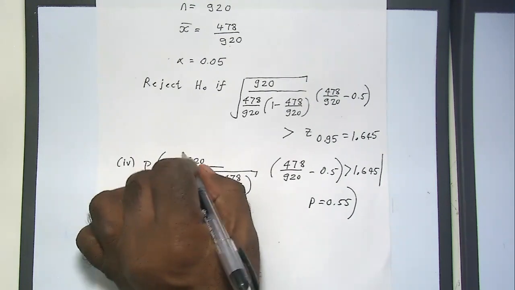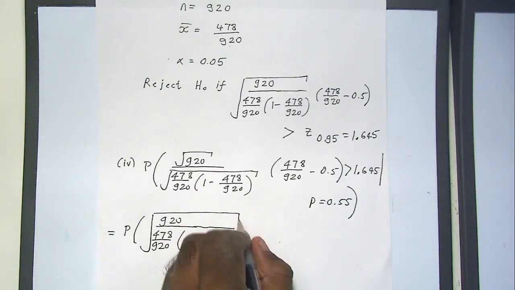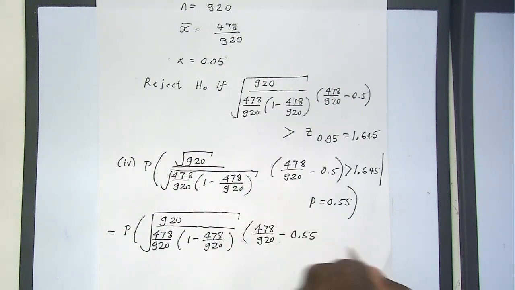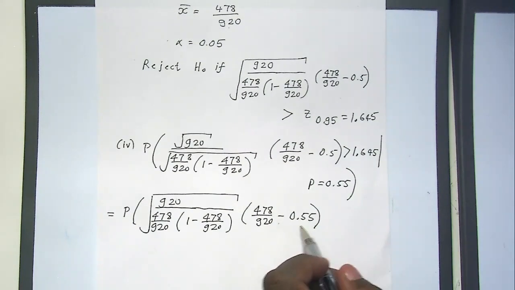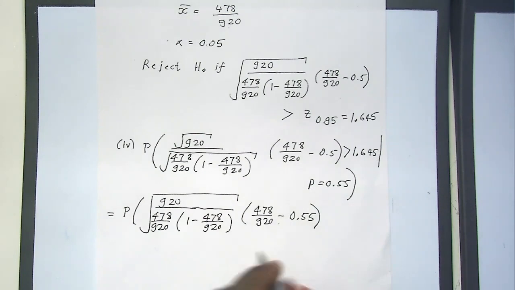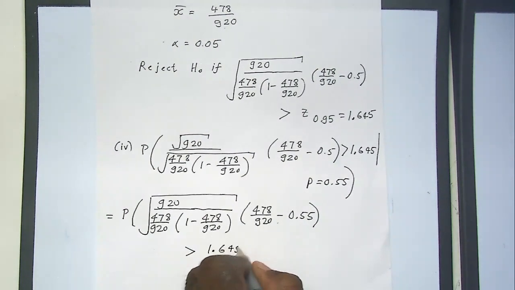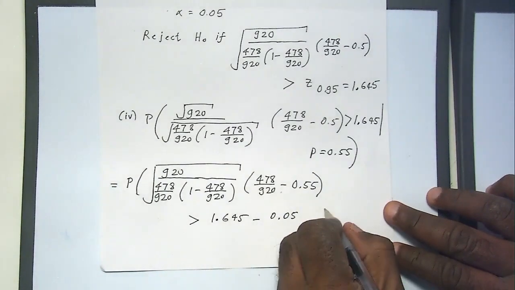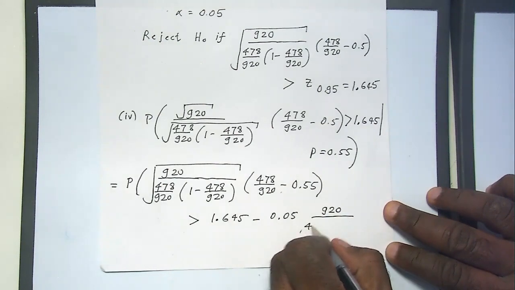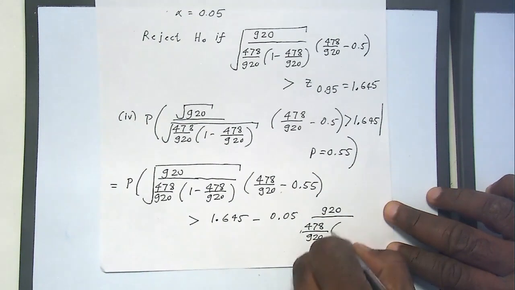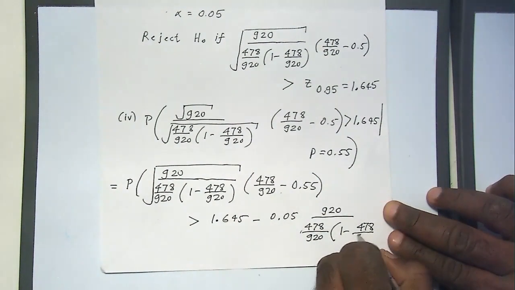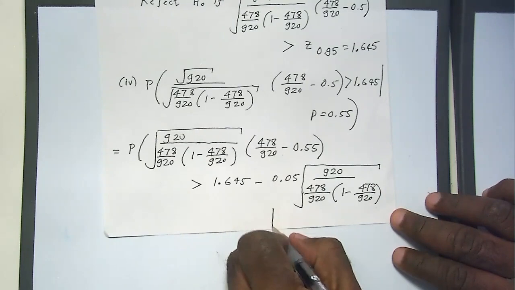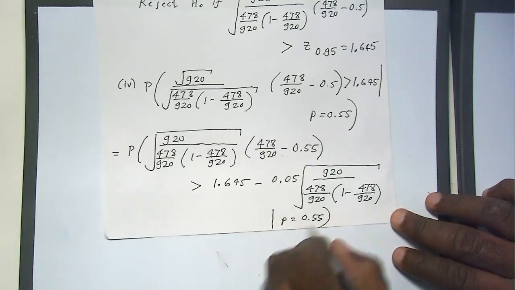Okay, so this is the same as, sorry, the square root here is missing. So I'm going to change the 0.5 to 0.55 because that's the true value of P now, right? Okay, and then because I have done this, I need to add something on the right hand side, right? So it's going to be 1.645 minus, I have added 0.05, so 0.05 multiplied by this expression here. Okay, given that P is equal to 0.55.